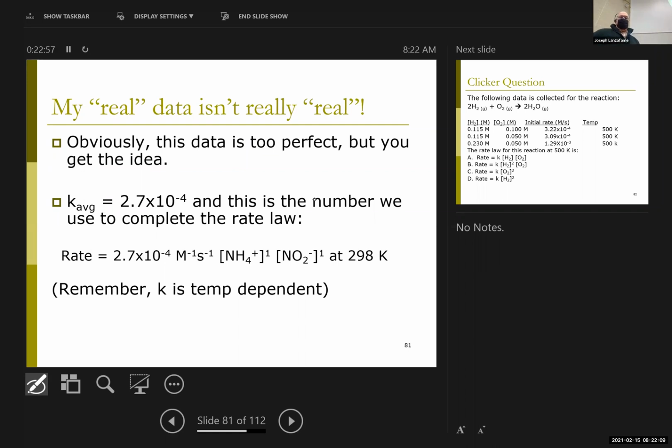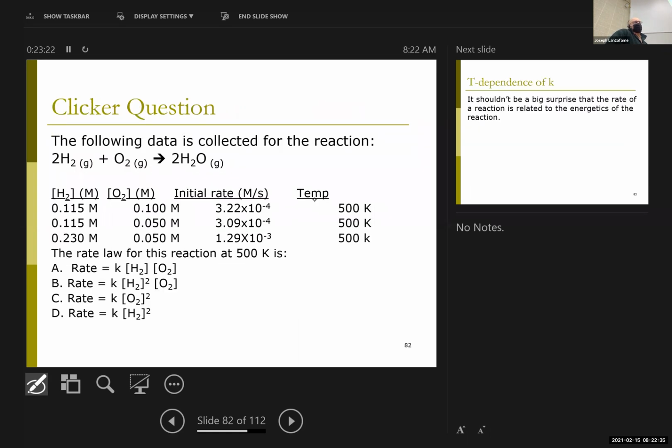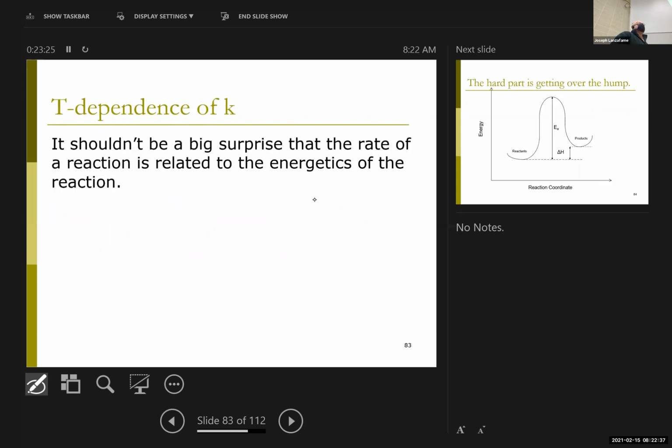Right. As we mentioned on Friday, though, the good news is the orders should stay the same no matter what the temperature is. So the only thing I really need to address temperature-wise is the K dependence on temperature. Yes, no? Maybe. That is known as the method of initial rates for somewhat obvious reasons. Right. And it is the most common way to determine the rate law. There is another way which we'll look at on Wednesday.